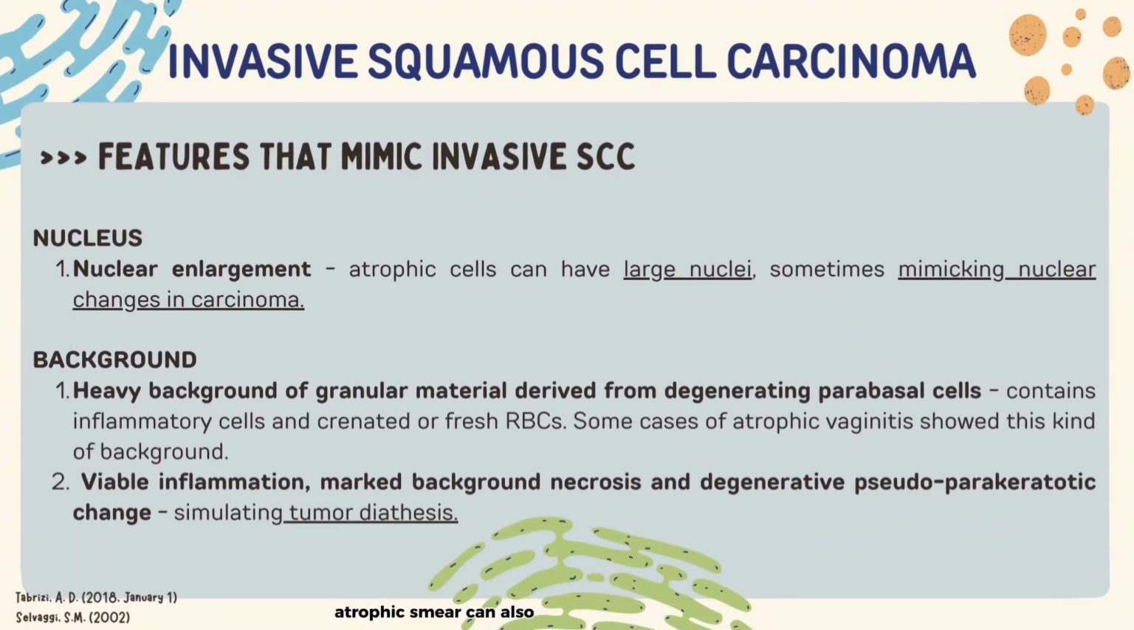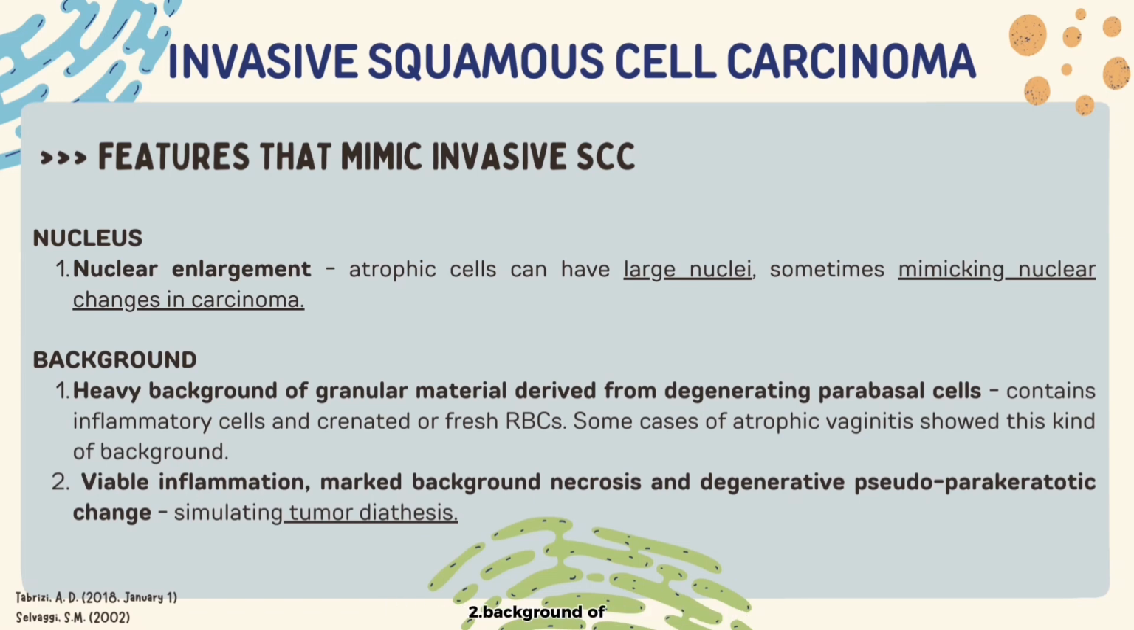Atrophic smear can also be mistaken for invasive SCC. These are the key features of atrophic smear that mimic SCC. 1. Nuclear enlargement. Atrophic cells can have larger than normal nuclei, sometimes mimicking the nuclear changes seen in dysplasia or carcinoma. If it is uniform, we can say that it is atrophy.